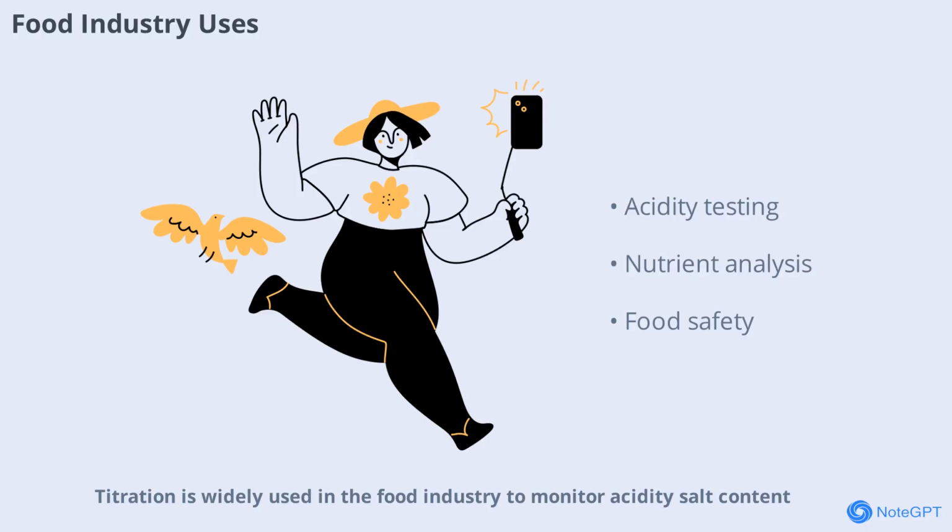Titration is widely used in the food industry to monitor acidity, salt content, and other chemical properties. These measurements help ensure that food products meet safety and quality standards. For example, titration can determine the acidity of vinegar or the vitamin C content in juice. Its reliability makes it a preferred method for food analysis.